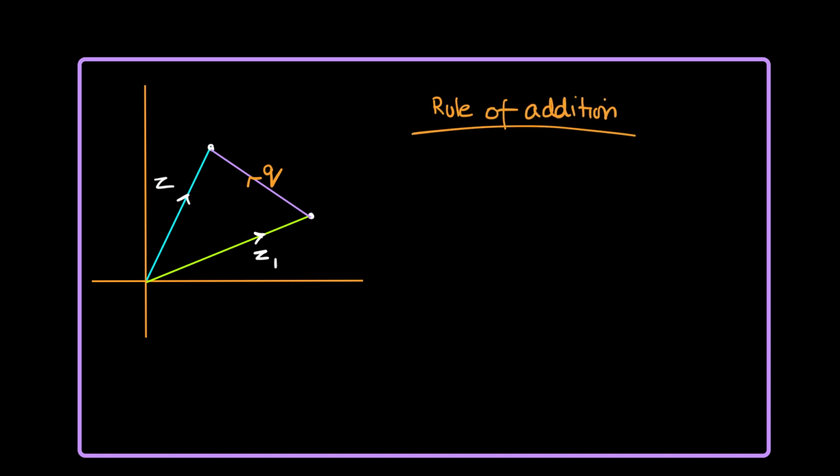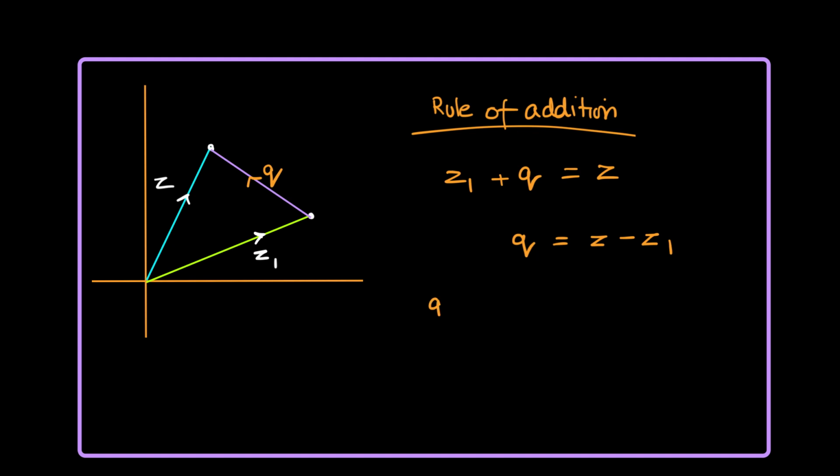Let me label the green vector as z1. The second vector, the blue one, I have labeled as z. Now let me join these two vectors by this purple vector. Let me label this vector as q. Using the rule of addition of vectors, I know that z1 plus q equals z. In other words, the vector q is z minus z1.